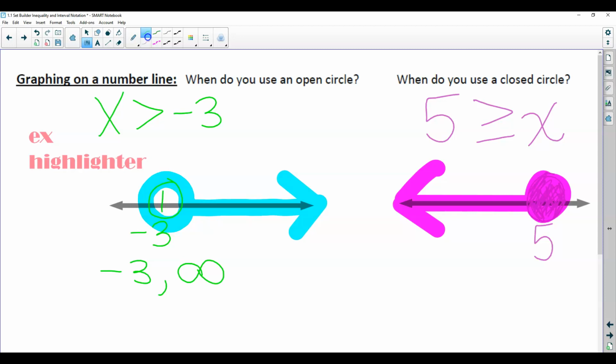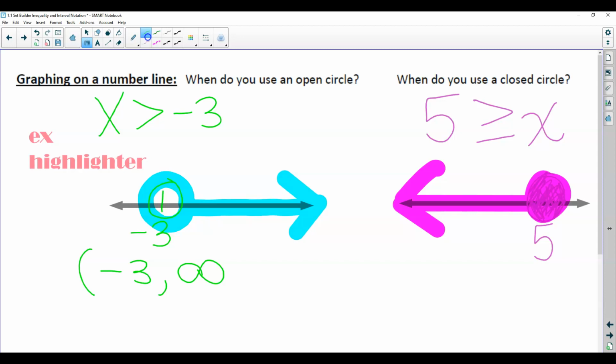Now we got to go back and put some symbols around it. So for interval notation, see how this is not part equal? And see how we drew an open circle? The way that we show an open circle on interval notation is a parenthesis. So draw a parenthesis right here. That lets me know that's an open circle. That lets me know it's not part equal.